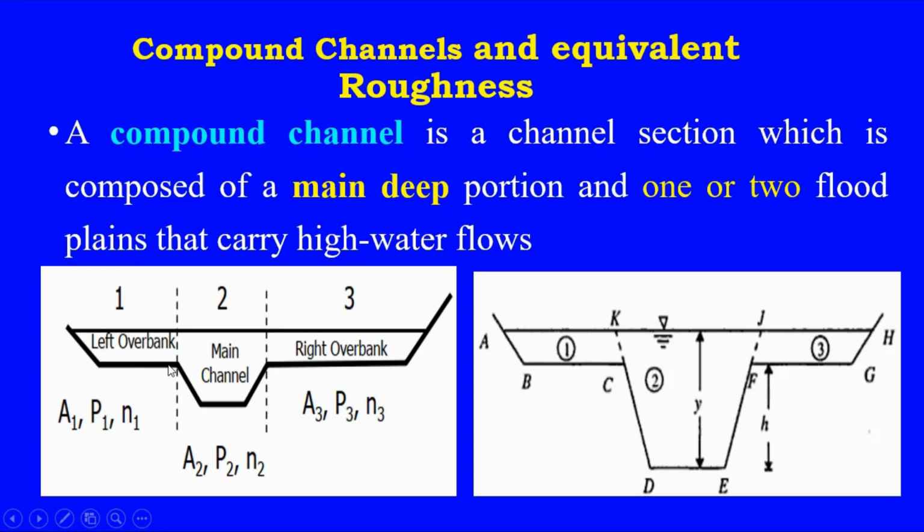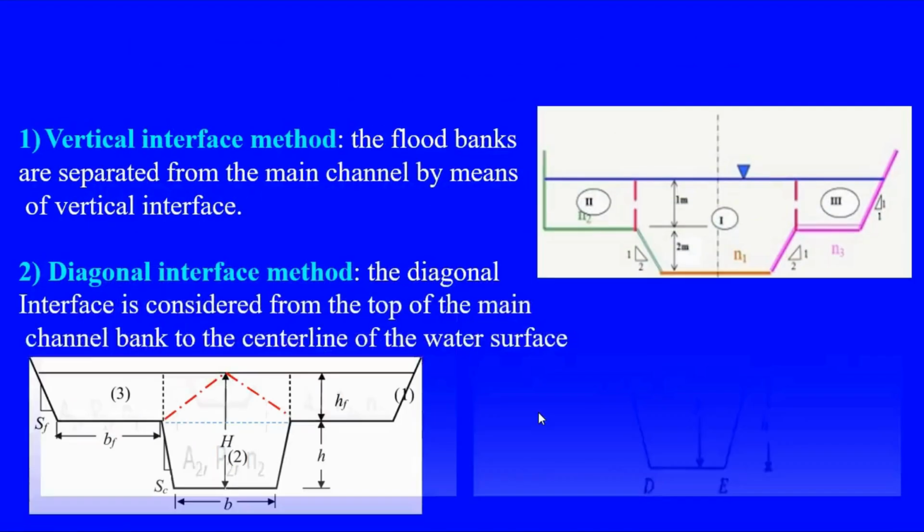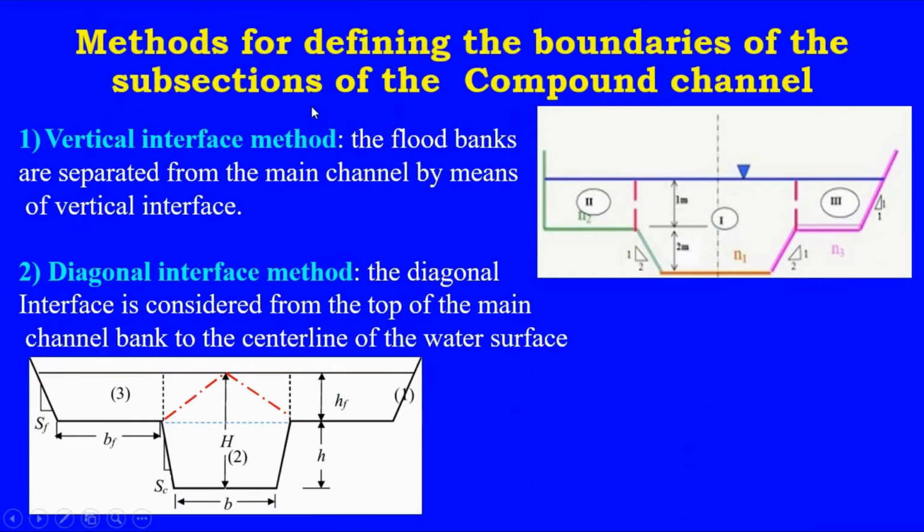So you have very low flow velocity and also high bed roughness, and you have depths. We will compare this H and Y so that we can do different calculations. You have methods for defining the boundaries of the subsections of the compound channel. How to define the boundaries?